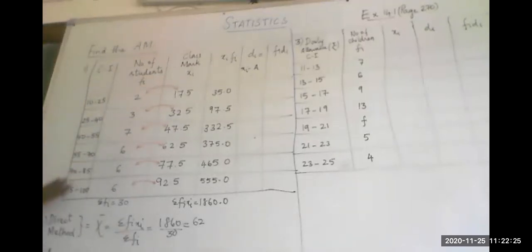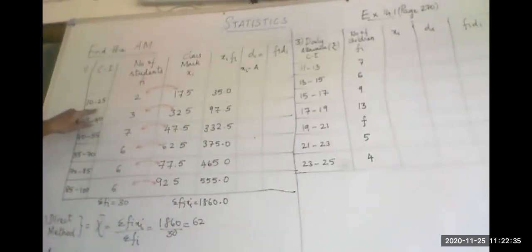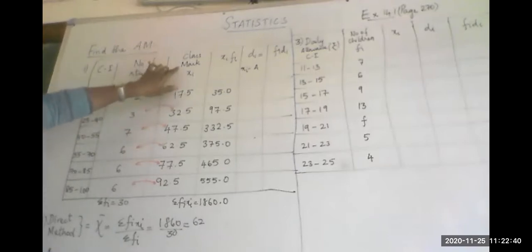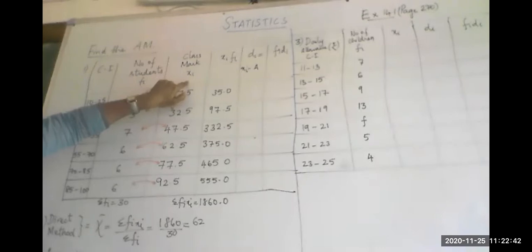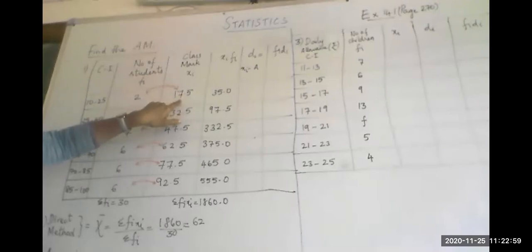So here the class intervals were given, the frequency was given. I found the class mark. I am repeating how to find the class mark. Class mark is the midpoint of your class interval. So every class interval, when you take its midpoint, what you get is called the class mark. And this we call the xi values. So when you want to get the midpoint of the class interval, what should you do? Add both the lower limit and the upper limit and divide by 2. So it is 10 plus 25, that is 35 divided by 2, which is 17.5.